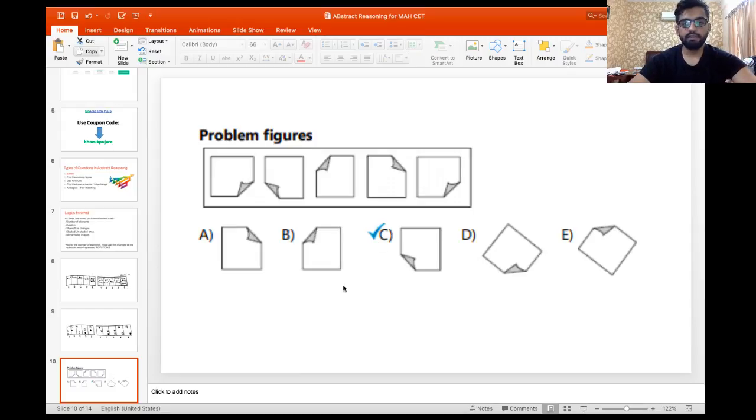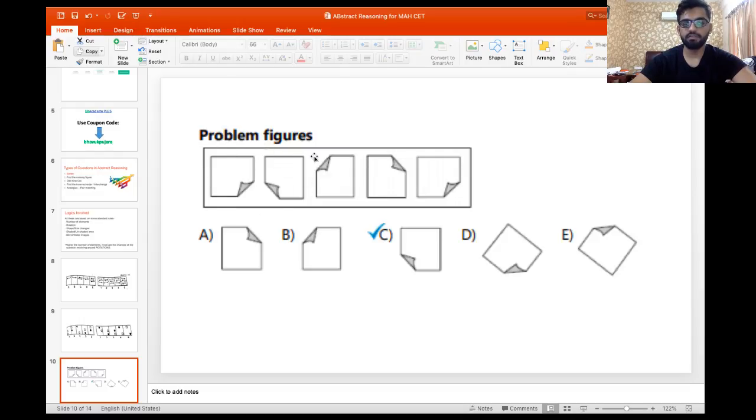ठीक है, नेक्स्ट क्वेश्चन. Problem figures are given. There is a paper which is folded from bottom right. इसका मिरर इमेज लिया, it's now folded from bottom left. Next figure आया, folded from top left, मिरर इमेज लिया, folded from top right. फिर next image आया, so now we see that pairs are being formed.